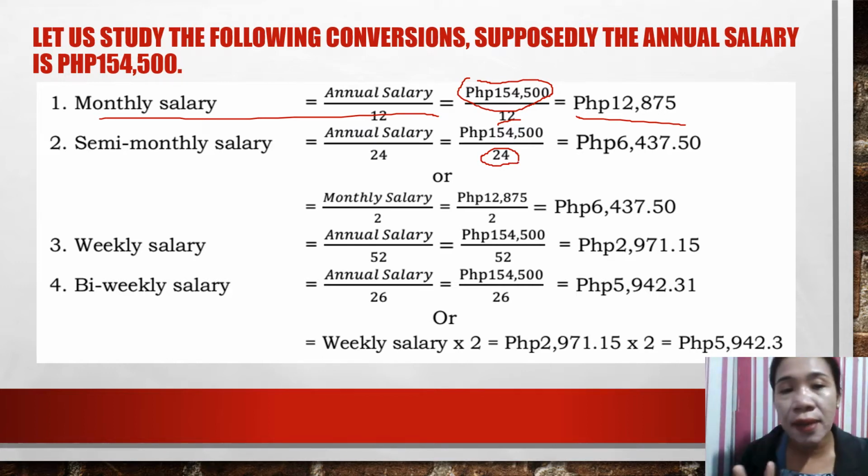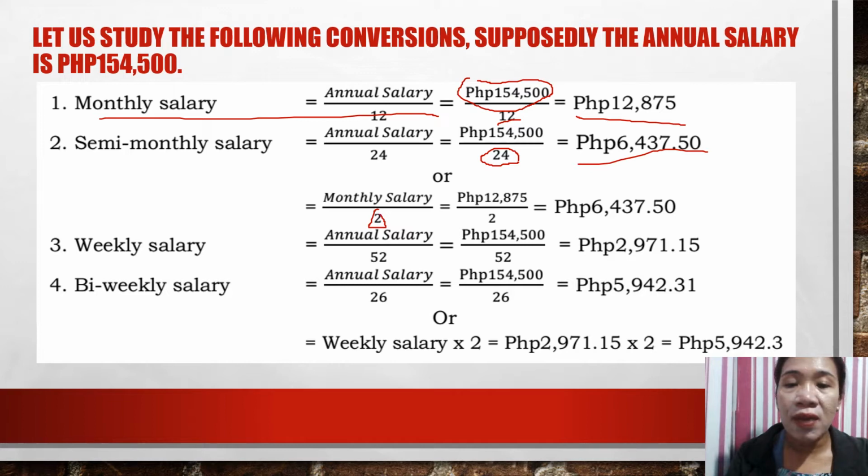Because there are two in one month. It is like a kinsenas. So, the kinsenas, the semi-monthly salary, is 6,435. Or it can also be that monthly salary divided by 2.